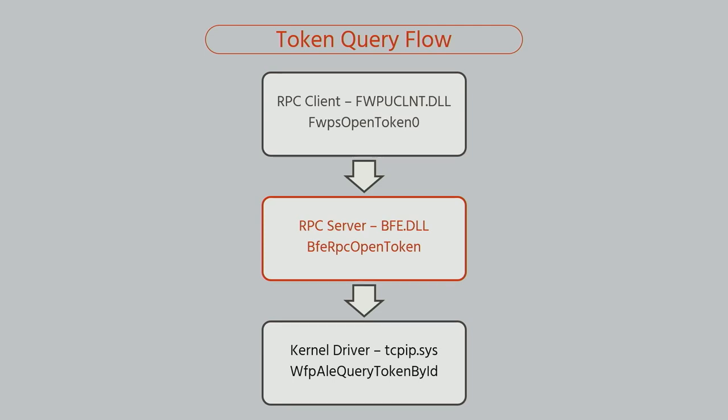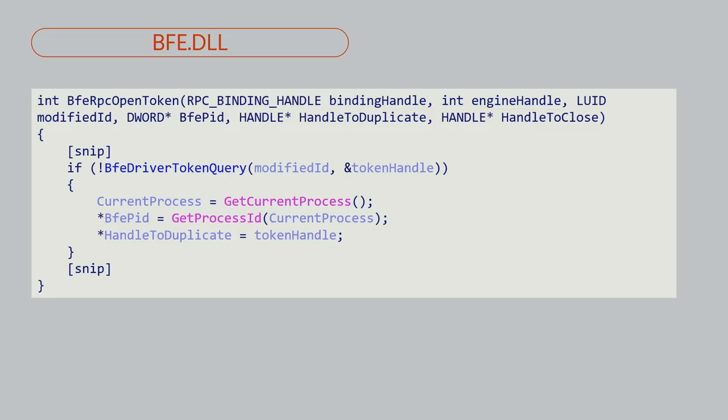Let's look at the server now. This is the method from the RPC server, and it is undocumented. But the parameters for the RPC client make this call clearer. It starts by calling DriverTokenQuery. And if this call is successful, we get back the token handle. So let's look inside DriverTokenQuery.